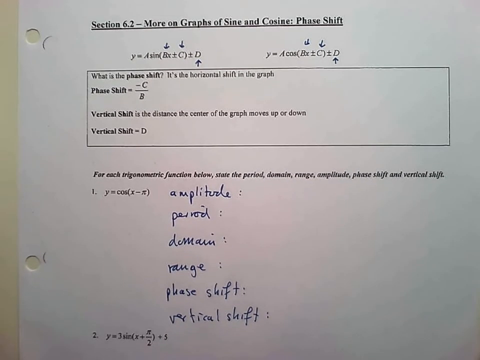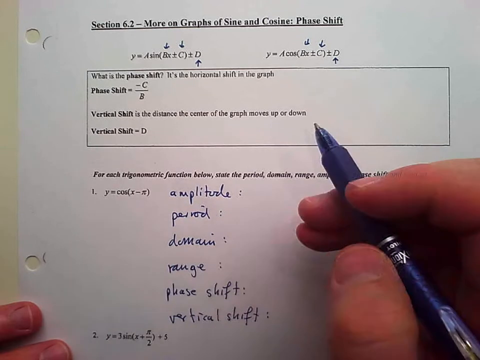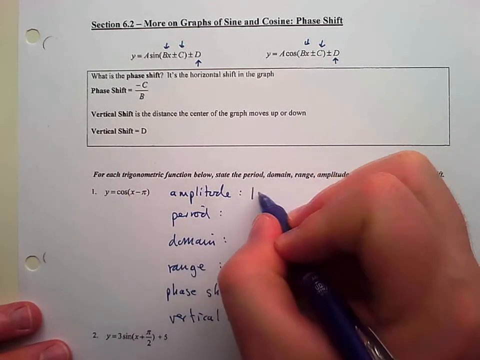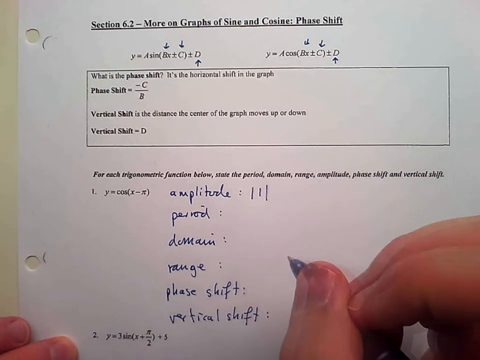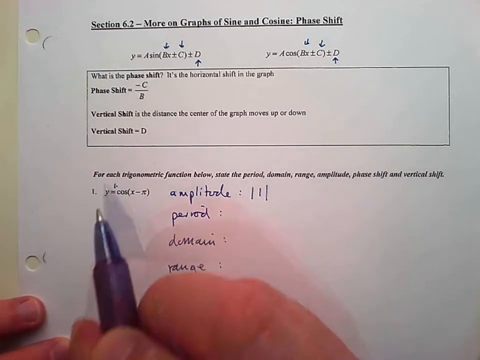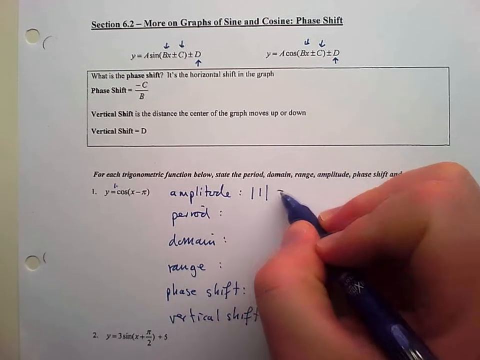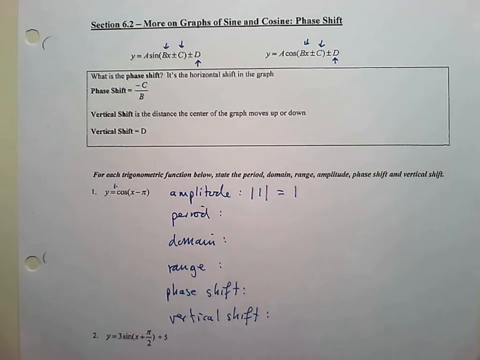The amplitude, like we had before, is simply going to be the absolute value of our leading coefficient. Here we don't have one, or you can think of it as a make-believe number out front, 1 times it. It's not necessarily an imaginary number, it's just something that we're imagining. So here the absolute value of 1 is still equal to 1.